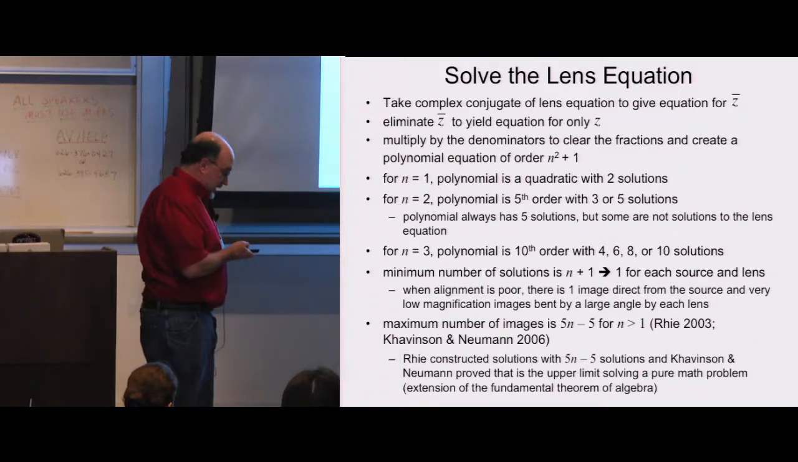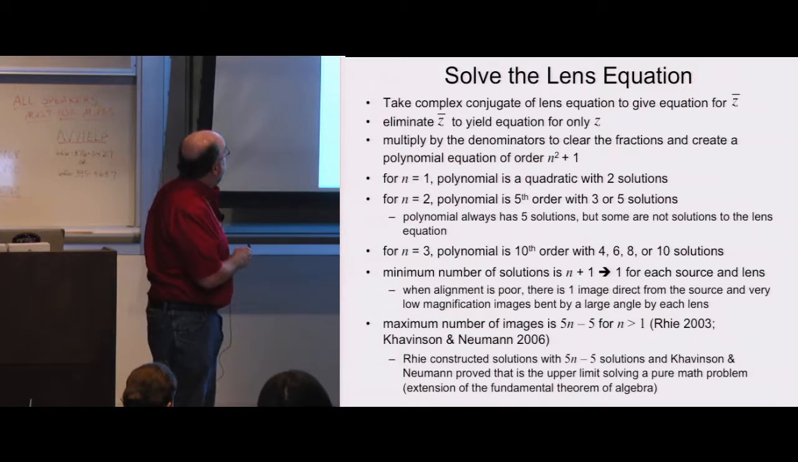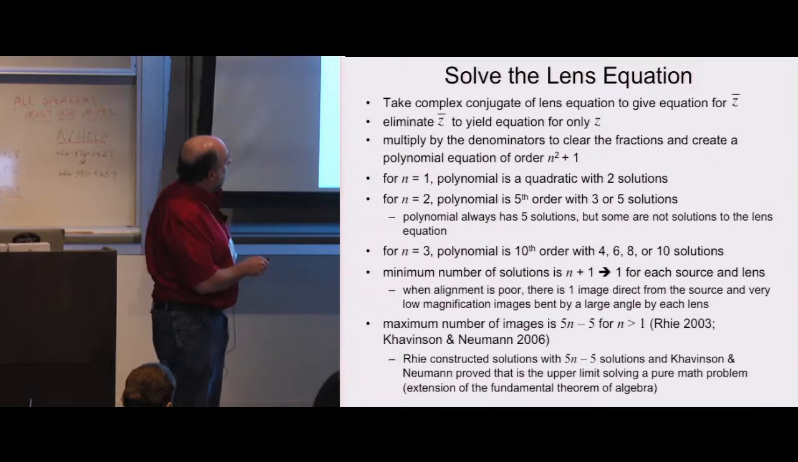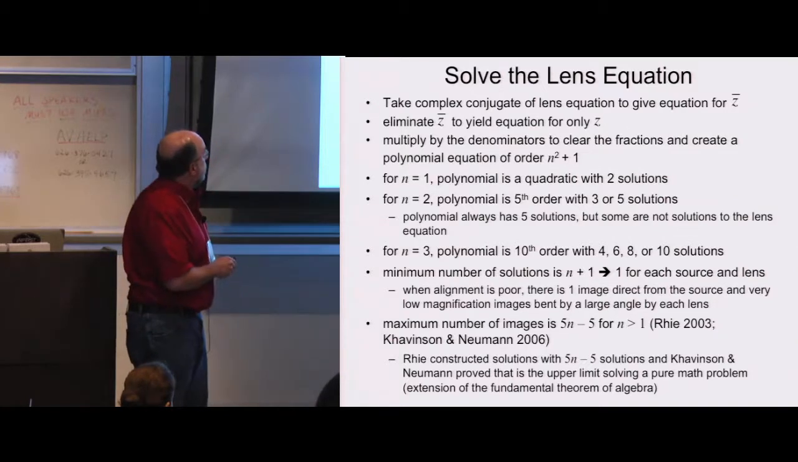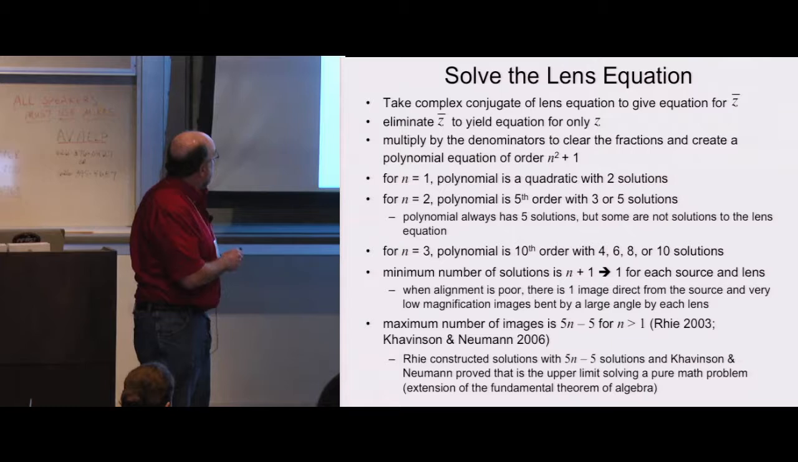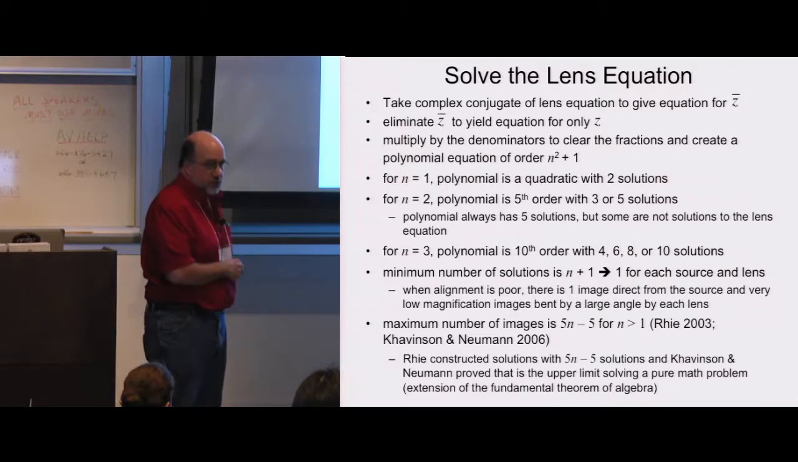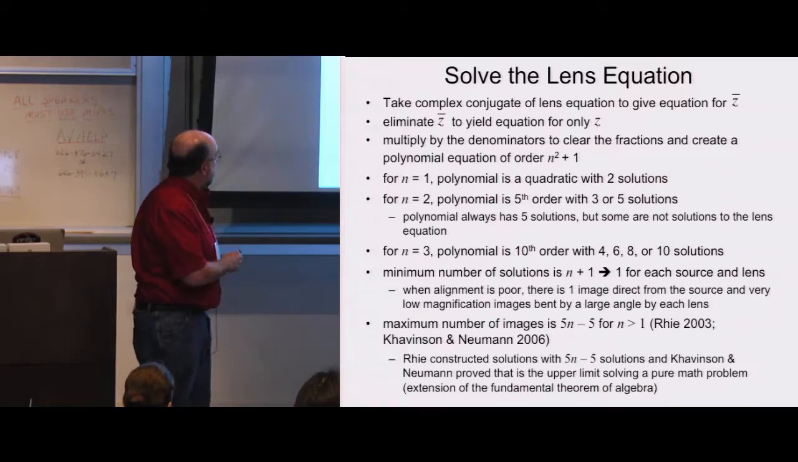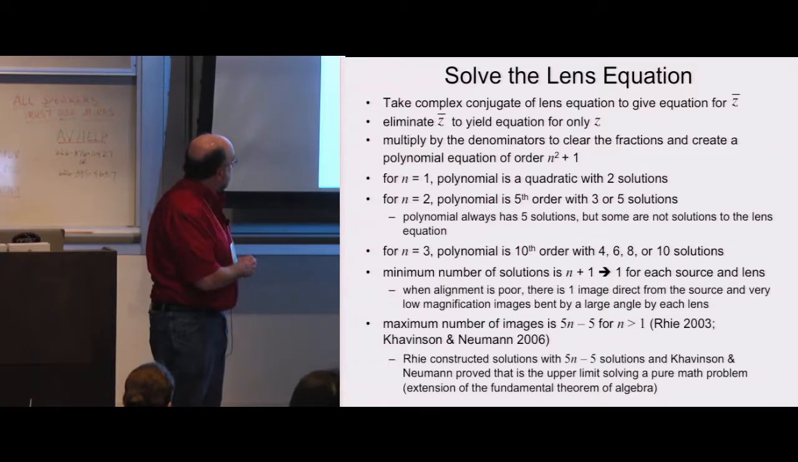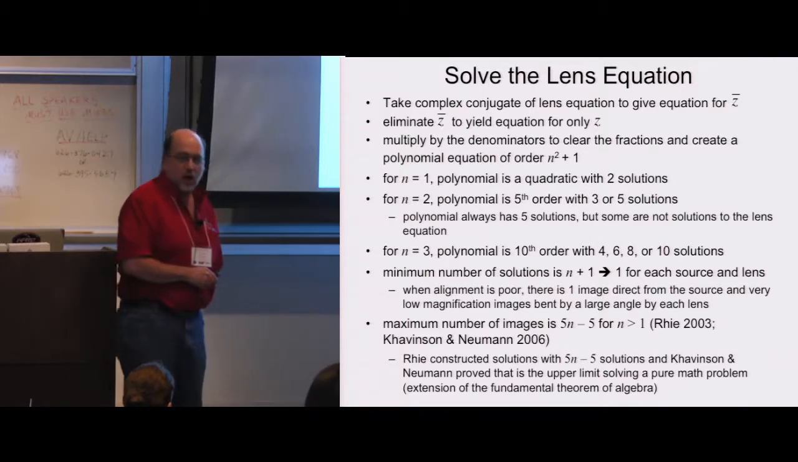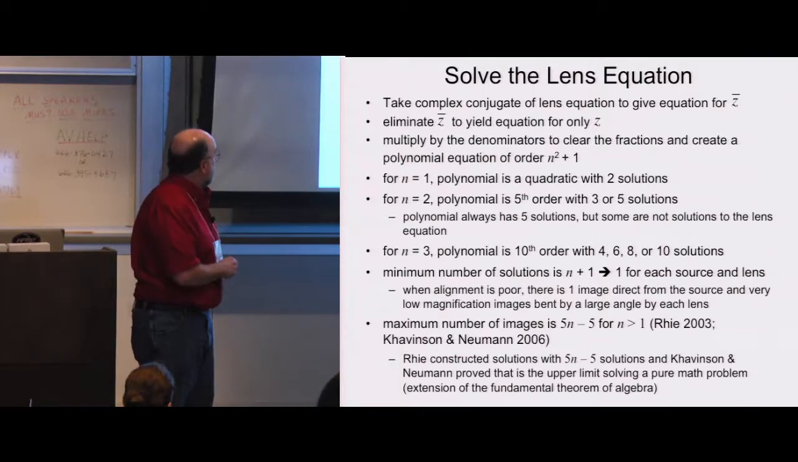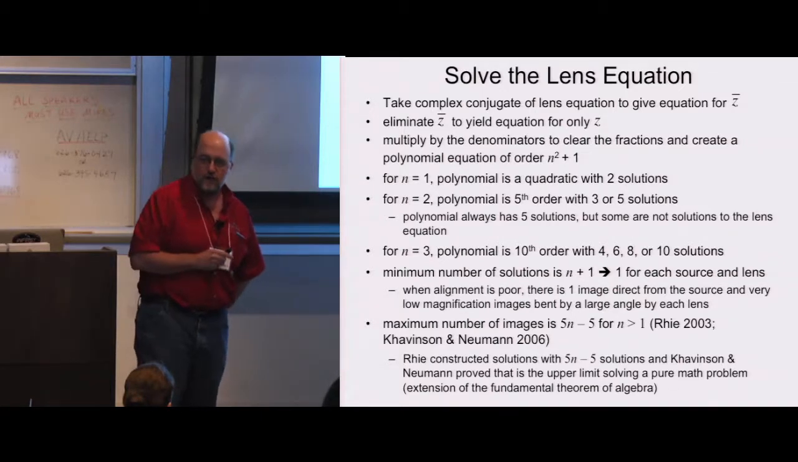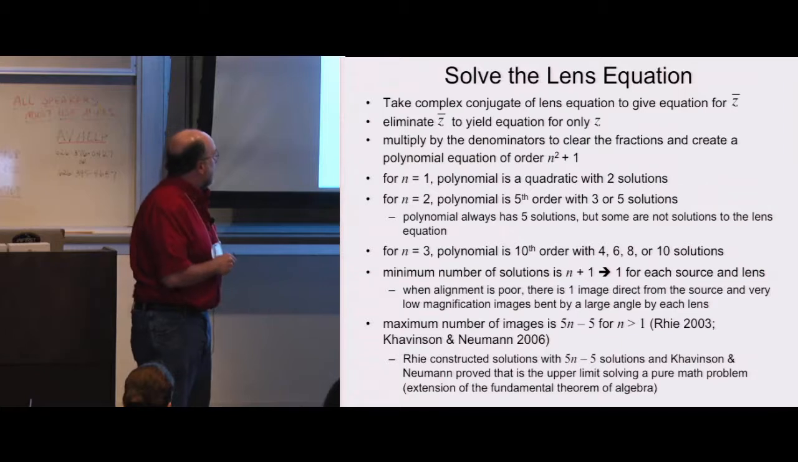solve the lens equation. Okay, the standard way to solve for Z is to take the lens equation and then take the complex conjugate of it. And so then you can eliminate the complex conjugate between those two equations, and get another equation. Then you multiply through by the denominators, and this gives you a polynomial equation of order n squared plus 1. Okay, so for n equals 1, this polynomial is quadratic. You can solve it very straightforwardly analytically, and we've already discussed the solutions.